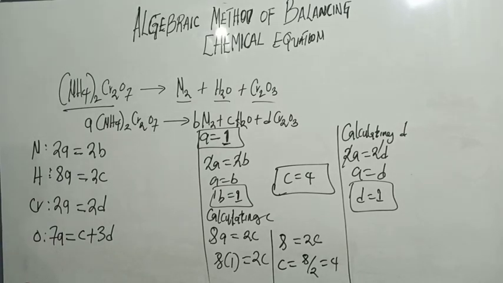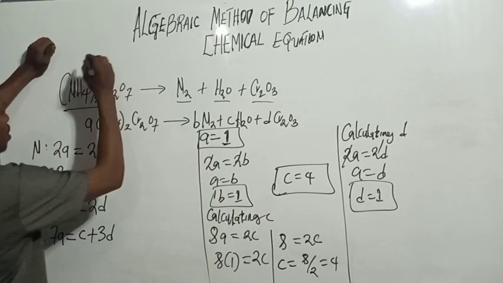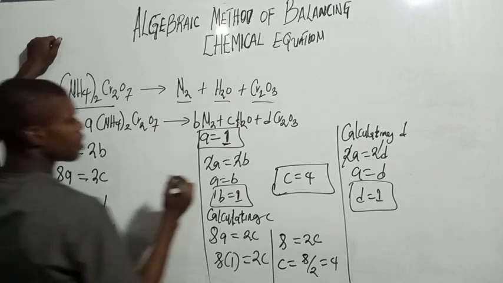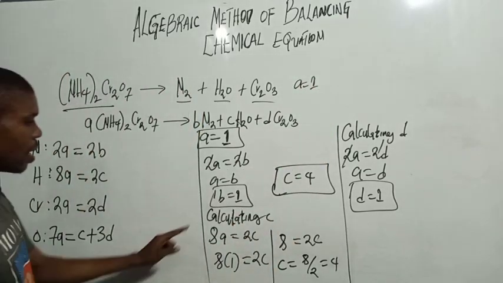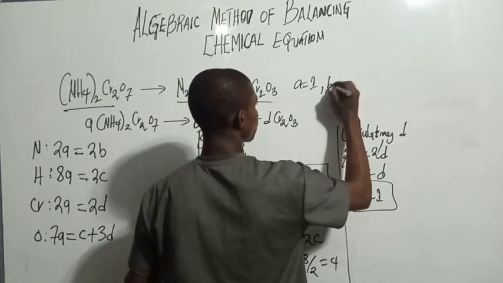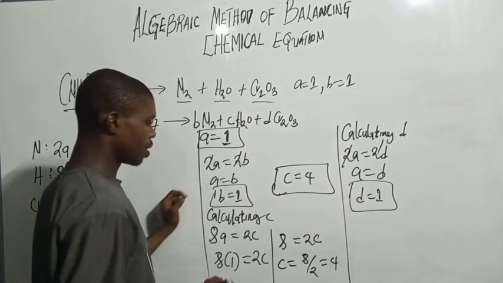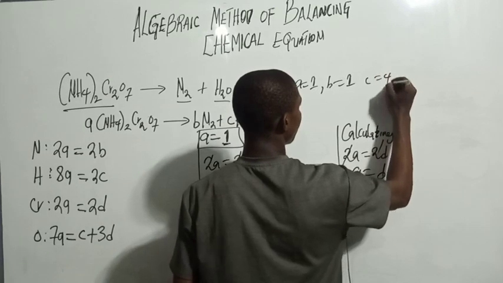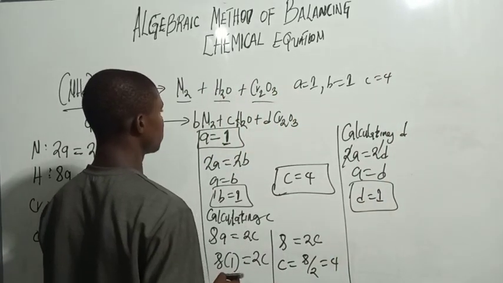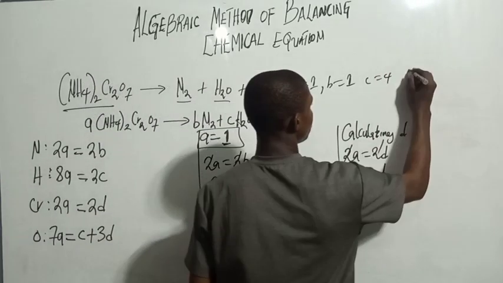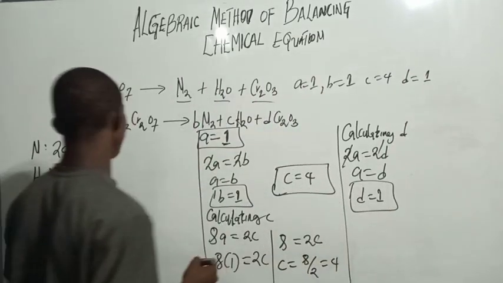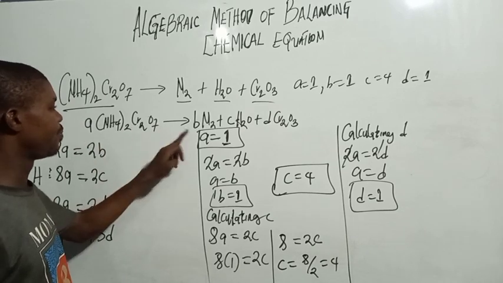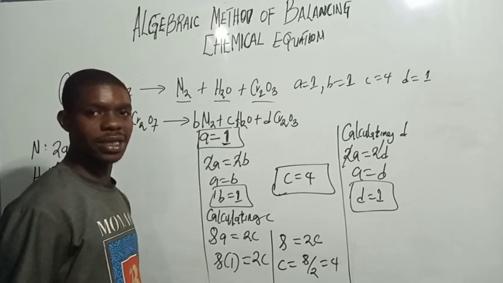So it means that I've got my A. A is equals to 1. What have we calculated again? B is equals to 1. What we done is C equals to 4. Then what have I done again? D, right? D is equals to 1. So I'm getting A, B, C, and D. You can see that, right?